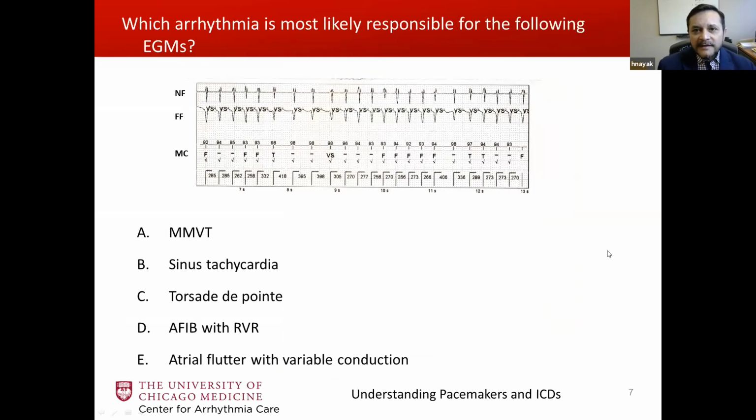Which arrhythmia is most likely responsible for the following electrograms? Okay, so these are the first electrograms in question. Is it A, monomorphic VT, B, sinus tachycardia, C, torsade de pointes, D, AFib with rapid ventricular response, or E, atrial flutter with variable conduction? You can volunteer or place your choices in the chat.